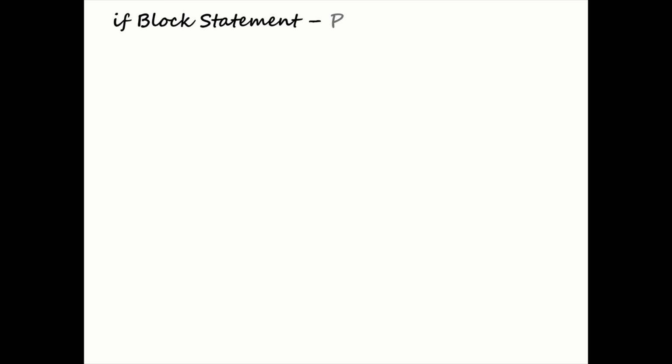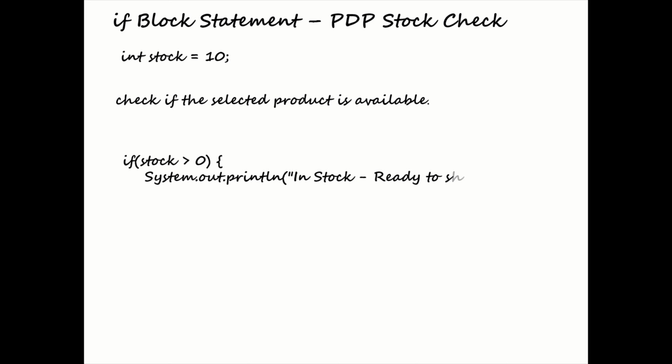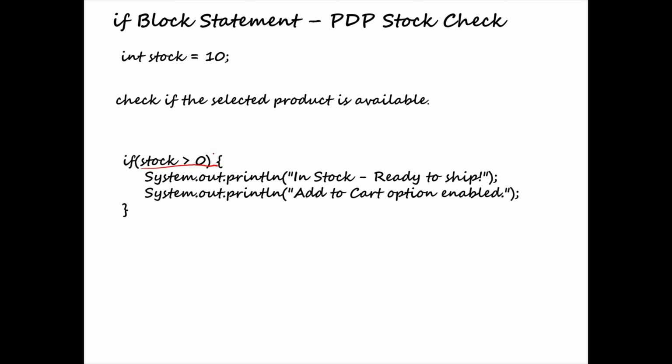Now I want to check an if block, a block of statements. My real-time example is a PDP stock check. I'm going to take a variable called int stock, and my scenario is to check if the selected product is available or not. So I'll go with if stock is greater than 0, then I'll say it's in stock and ready to ship. And now this is a block of statements. See, if this is true, then the JVM will execute this block, these two statements.